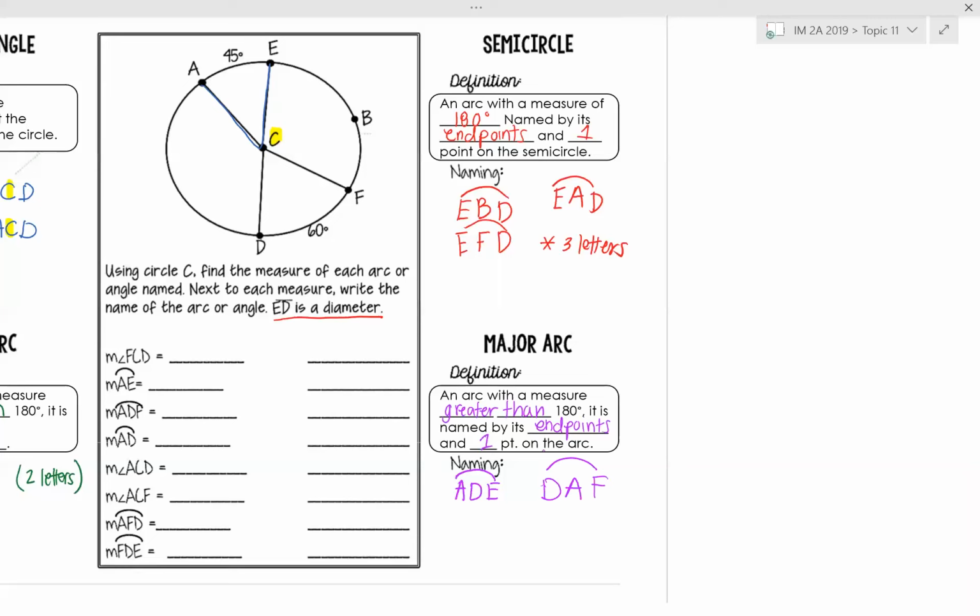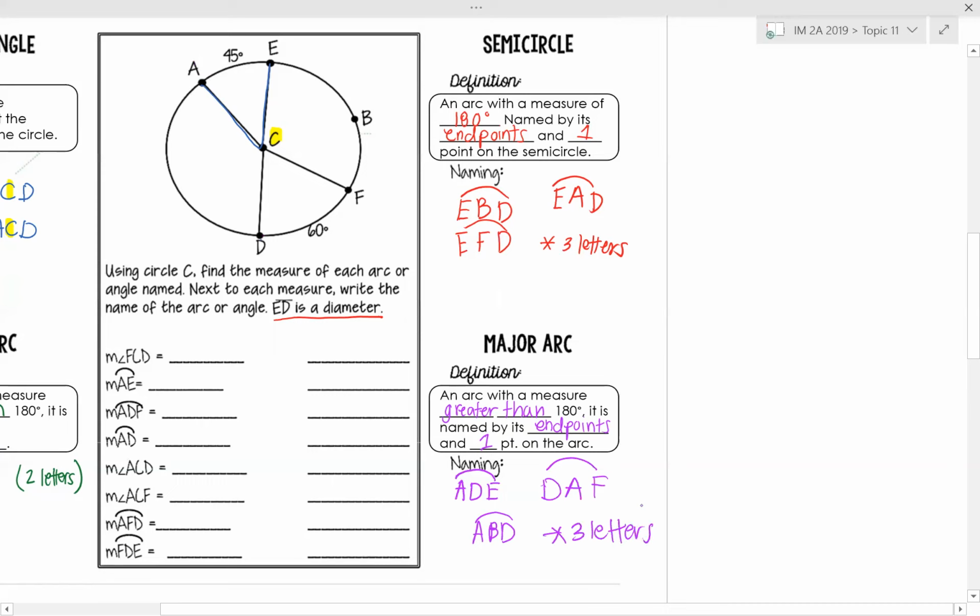Okay, so any arc that is greater than 180. So I could go from A to D as well, this direction. So I could do A, B, D. That would be a major arc. Again, there are a lot of major arcs in here. I'm not going to name all of them. One thing to remember is that you use 3 letters for these.